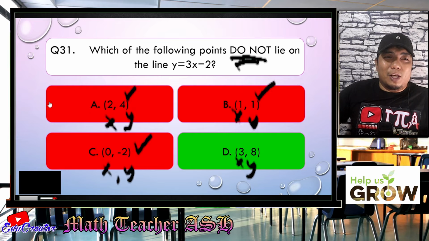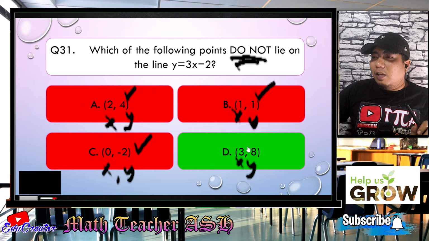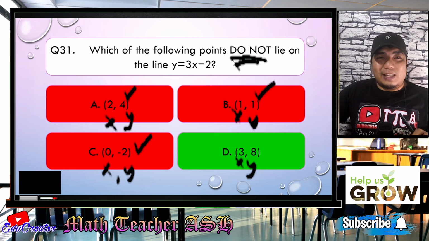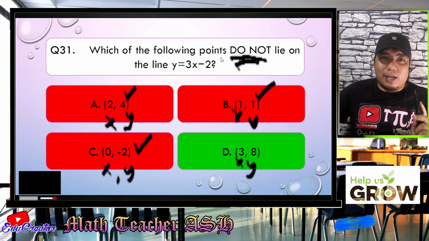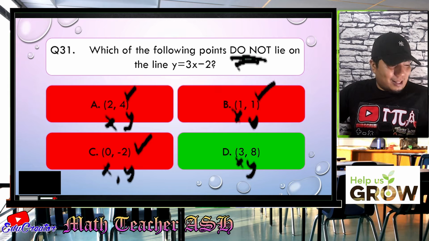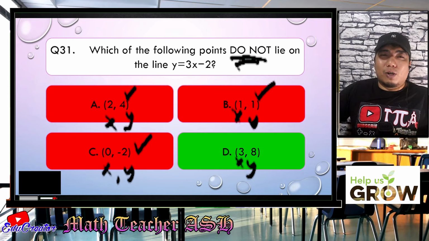Alright, so if we consider 3, it will become 3 times 3, that is 9. 9 minus 2, that would be 7, not 8. So it satisfies the question that is being asked in question number 31. I hope you got that one. Easy, right? Now let's go to question number 32.